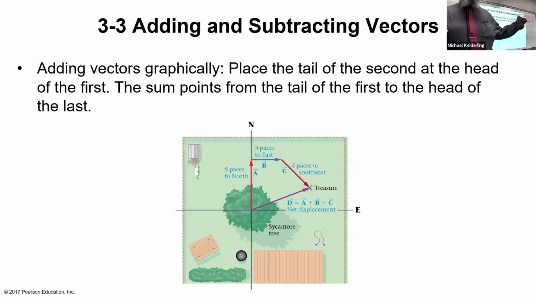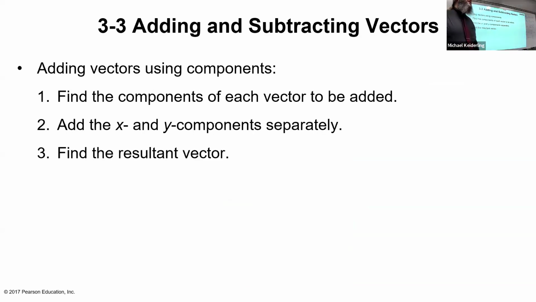This is a way to get a drawing of it, but it's annoying to get numbers out this way. It's awkward and hard to deal with. So you can also add vectors with components. And this is straightforward. You add the X components together, you add the Y components together. That is your sum. The X and Y components, you add them up separately, and that is your resultant vector.